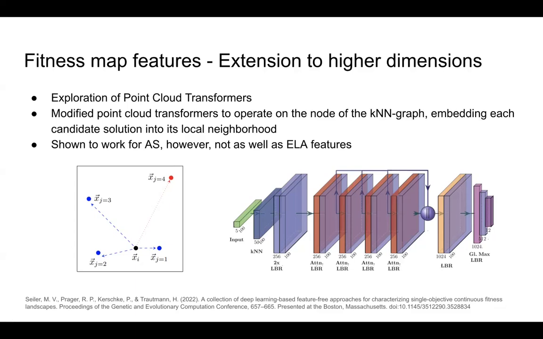So we have since moved to exploring transformer models for this case, and the first study that did this was this paper where they explored point cloud transformers, where they modified the general point cloud transformers to operate on the nodes of a K-NN graph. And the idea behind this is that transformers are usually good at capturing global structure, but in this case, they wanted to incorporate the local neighborhoods around each sample into the projection of the transformer model.